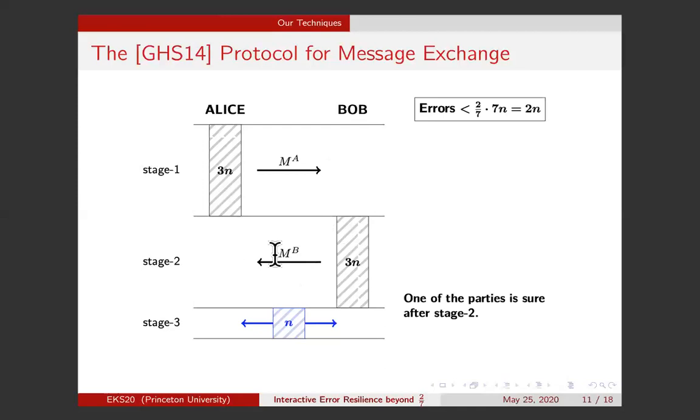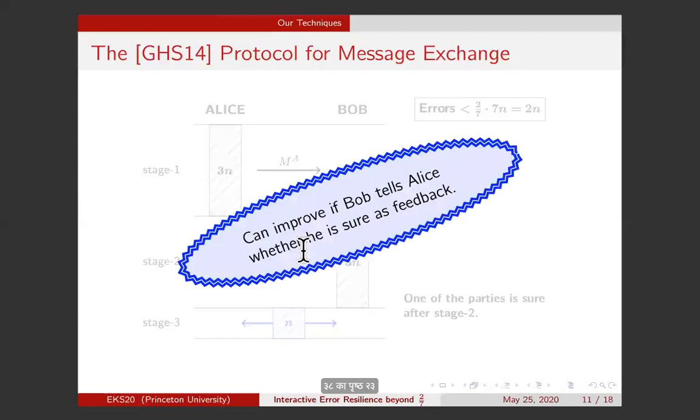In particular, in stage 2, Bob knows whether or not he was sure after the first stage, but he still only sends his input. And the main claim that I will prove to you in the next few slides is that if Bob in stage 2 also tells Alice whether he is sure or not, then we call this information the feedback, then this can lead to an improvement in the error resilience of the protocol.